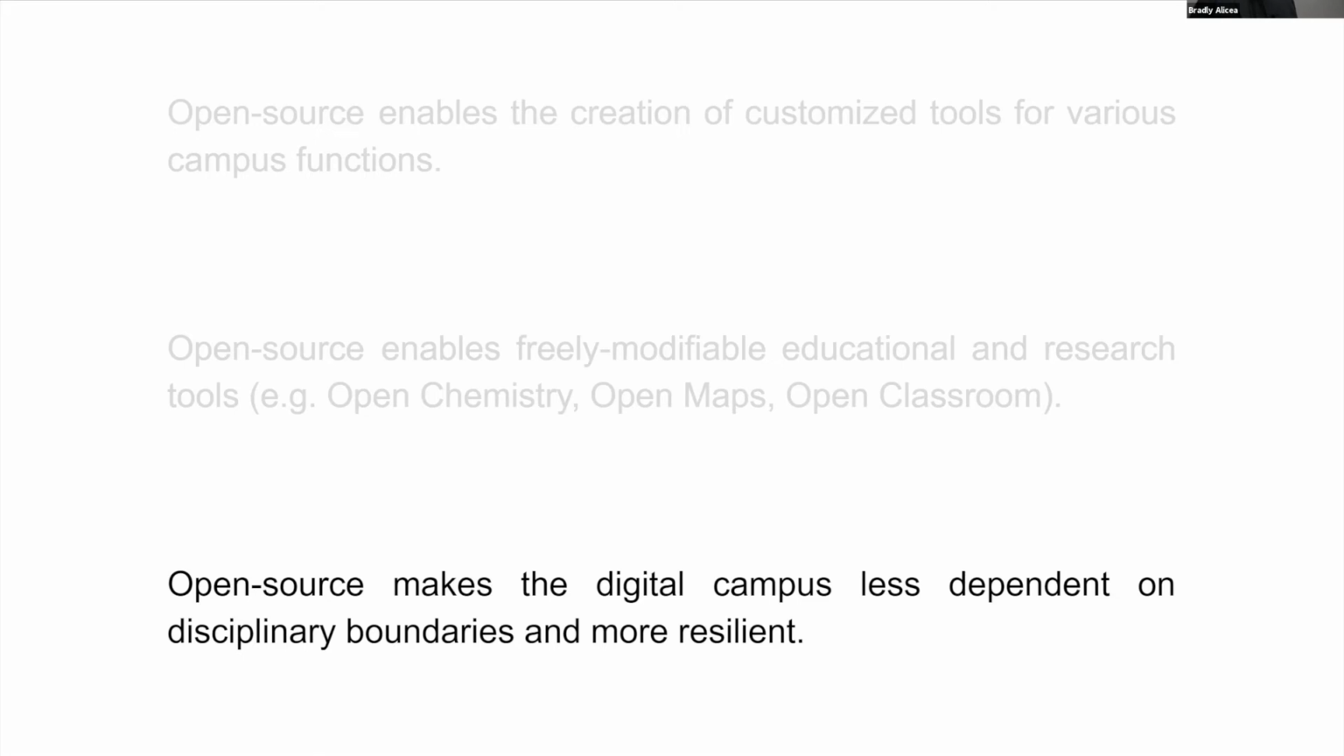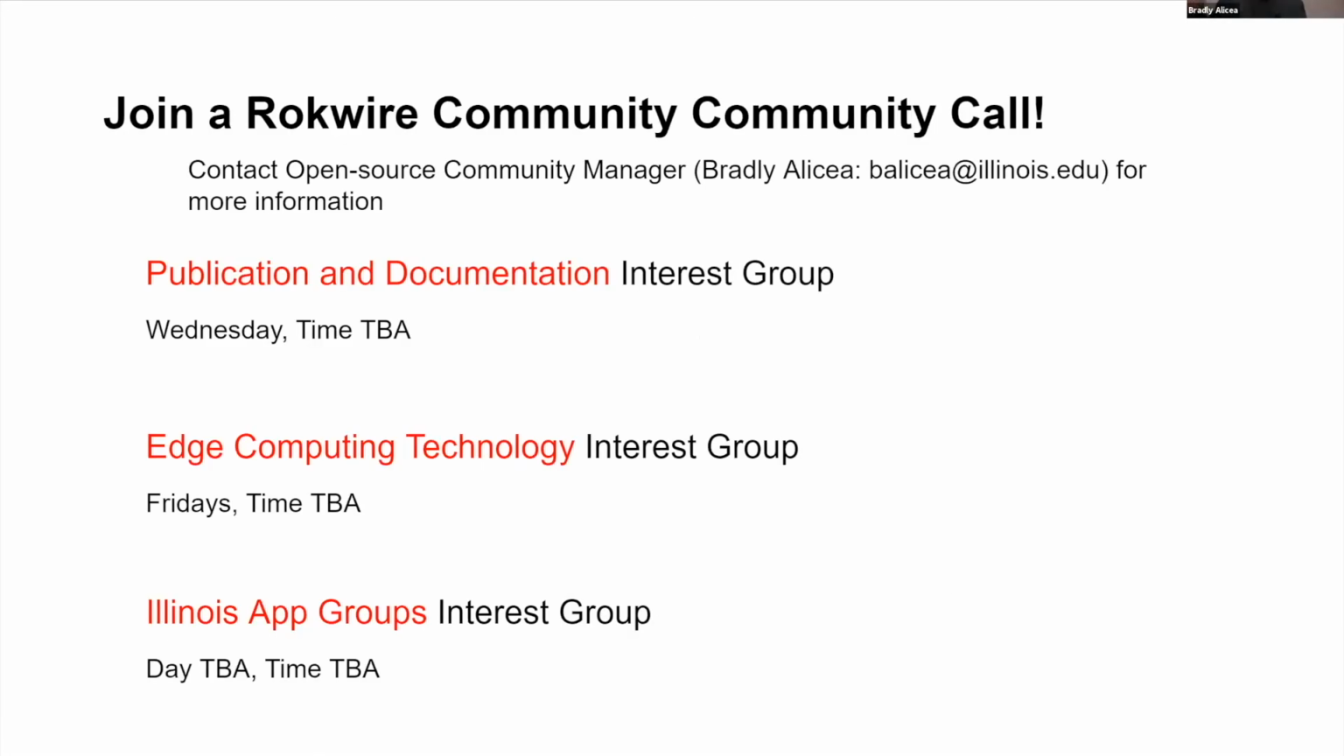So in the Rockwire community, if you're interested in some of these topics, we have community calls that we've been doing. And we have things like the publication documentation interest group, which meets on and off on Wednesdays. We're kind of off right now, but we're trying to get that going again. We have an edge computing technology interest group on Fridays, and I'm trying to start an Illinois app interest group. So these are groups where you would call in virtually and we talk about different topics, and we try to work out problems, and we try to get people involved in improving their own campus experience, or improving upon, say, the Illinois app or the Rockwire platform. So all those things are possible. If you're interested in interacting, contact me. There's my email for more information.